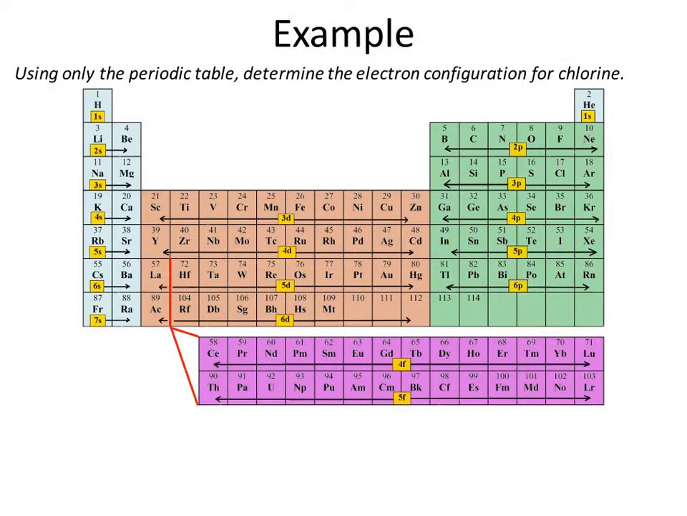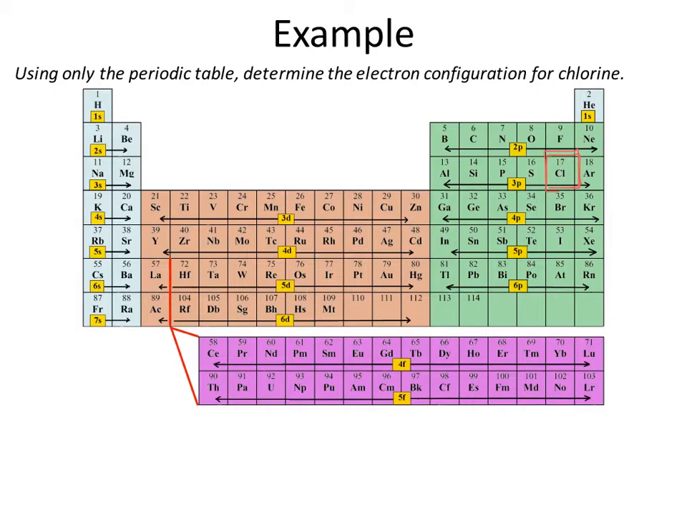Okay, so let's look, if we had to do the electron configuration for chlorine without using any orbital diagrams, just using our periodic table, how would we do it? So the first thing is we have to identify where chlorine is. So chlorine is right over here, okay?